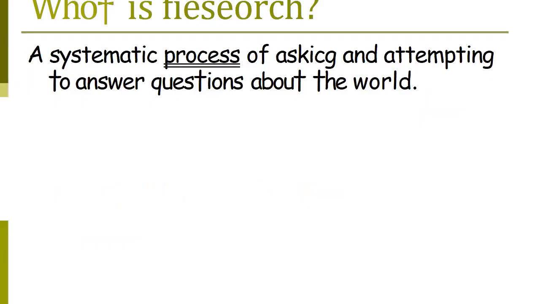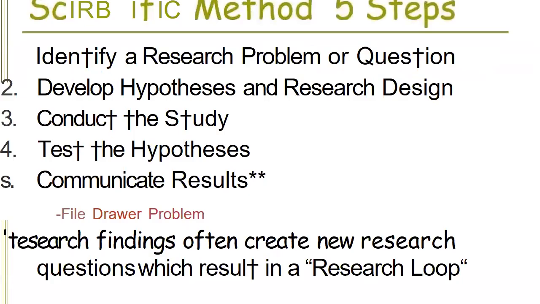So what is research? I have already told you, it is a systematic process of asking and attempting to answer questions about the world. Next. So these are the 5 steps. Firstly, identify the research problems and questions. I have already explained all these things. Second is develop the hypothesis and research design. Then you start the study, that is called conduct of the study. The fourth one is testing of the hypothesis. Then you elaborate the results and communicate the results, including how to write your results part. This is very important. Research findings often create new research questions, which result in a research loop. Next.